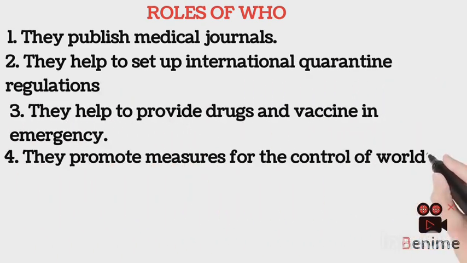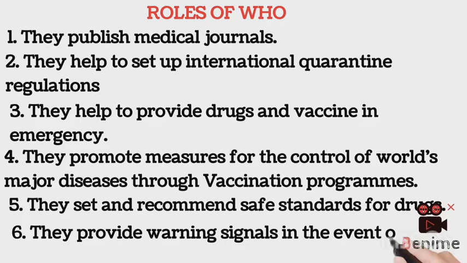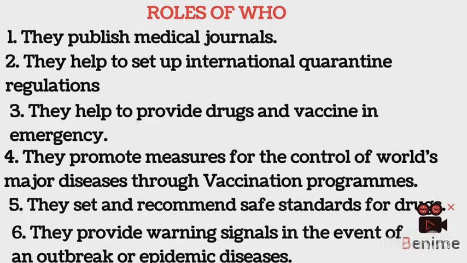Number one, the WHO publishes medical journals. Medical journals are write-ups that give us information about some diseases, how to prevent the spread of diseases, and how to take care of ourselves so that we don't contract such diseases. They are like magazines that talk about our health.